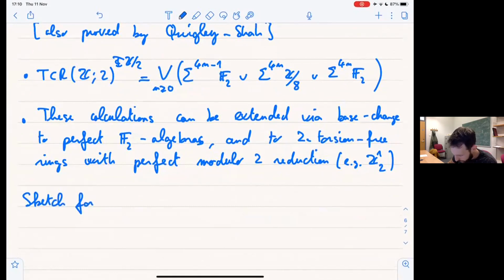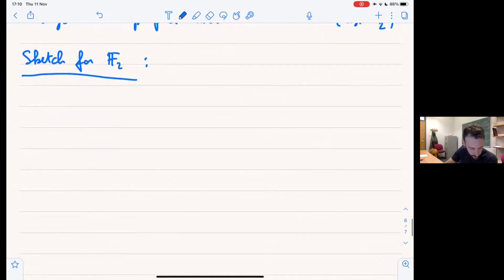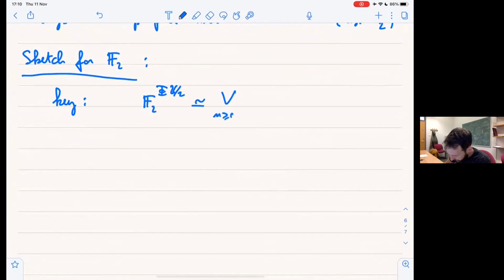Go for, let's see. Actually, F2 doesn't matter. Let's do it for F2. So the same strategy works for perfect fields. So what is the key? The key to get you started is that, well, of course, if you take the geometric fixed points of F2, this splits like that. So it's a copy of F2 in each degree.